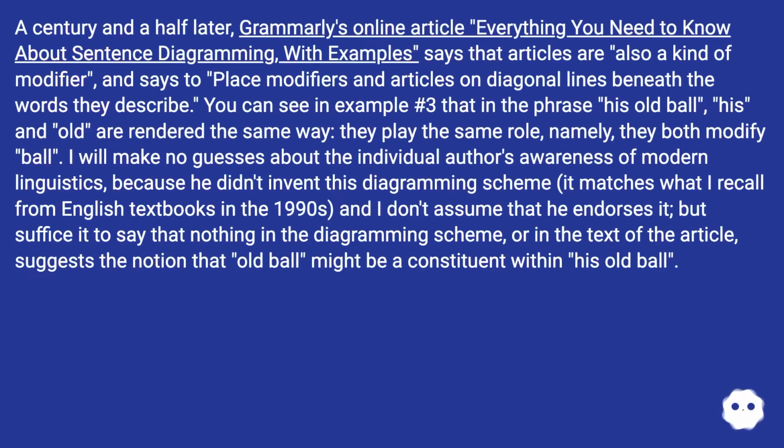A century and a half later, Grammarly's online article, Everything You Need to Know About Sentence Diagramming, with Examples, says that articles are also a kind of modifier, and says to place modifiers and articles on diagonal lines beneath the words they describe. You can see in example number 3 that in the phrase, his old ball, his and old are rendered the same way. They play the same role, namely, they both modify ball.